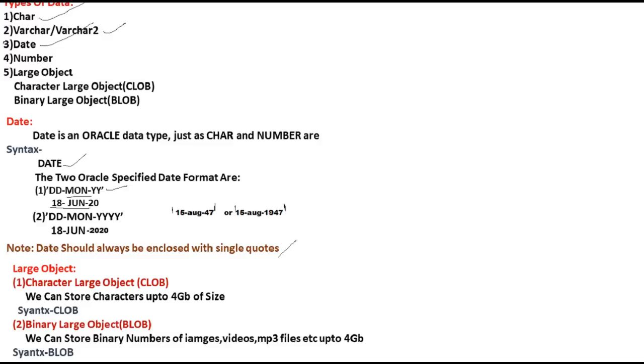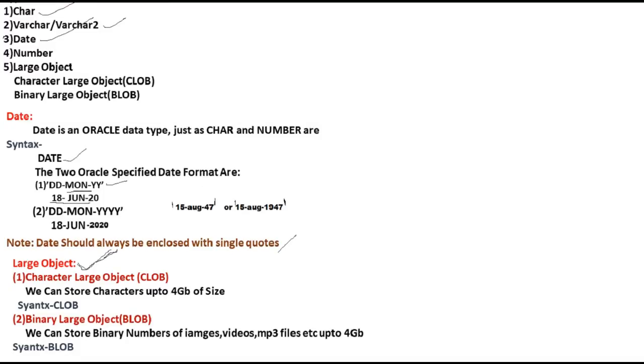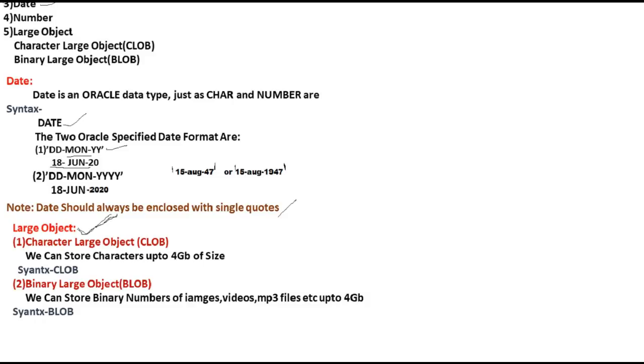Now the second data type is large object. This is our second data type, large object. This is really very simple, guys. There is no need to worry about this. As I said in my previous lecture also, there are two types of data present in large object. One is character large object, another is binary large object. These are the two types of large object.